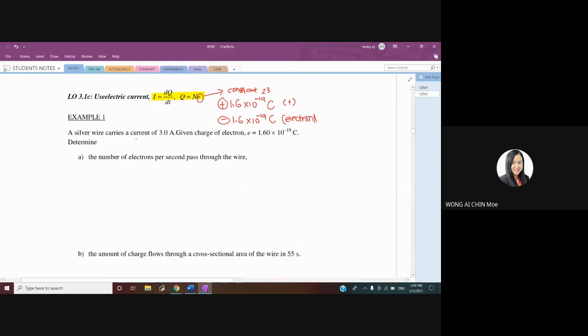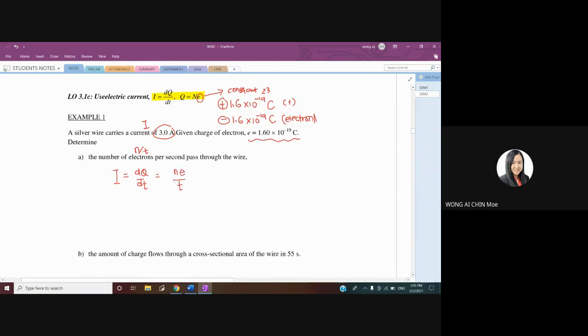A silver wire carries a current, so they give you I. Given the charge of the electron, determine the number of electrons n per second passing through the wire. So we want to find n per t. We know that I equals dq over dt, but we don't have the charge, so we can substitute q equals n times the charge, over t.